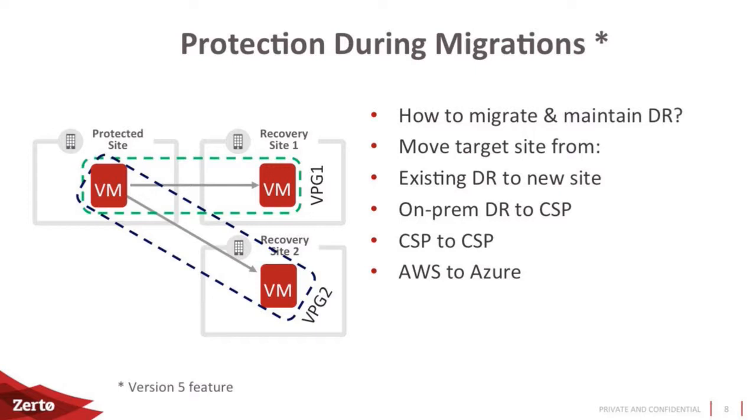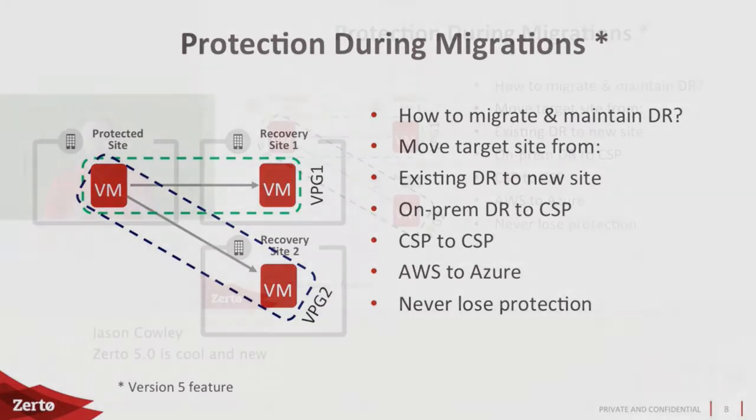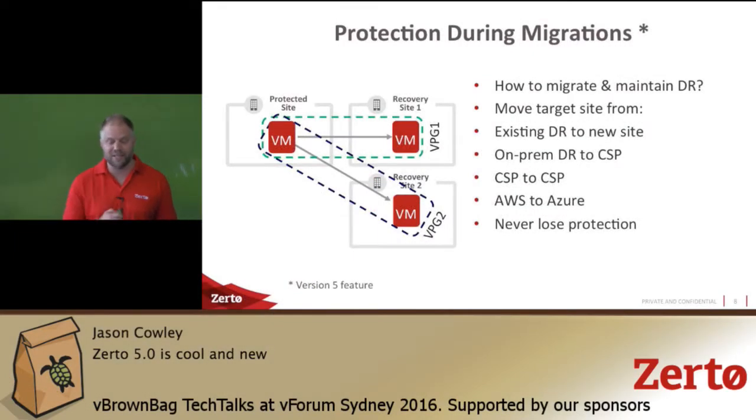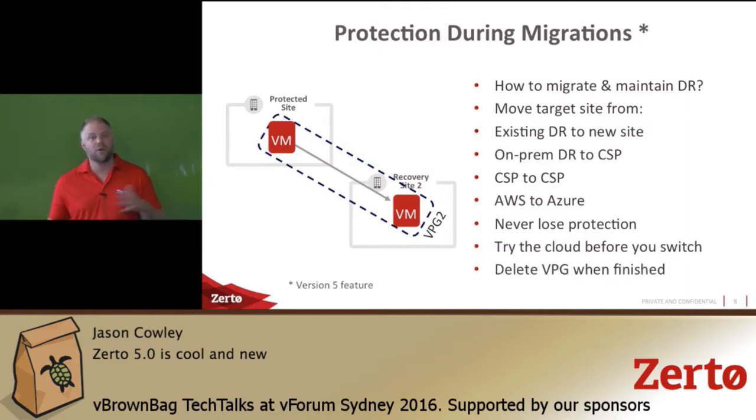So what you can do is, while we're replicating to the target, you can go ahead and replicate your workloads up to Azure or up to AWS and test and see how they're going to perform in the cloud. See if one gives you better performance than the other, maybe one's a little bit cheaper than the other. And once you've done that and you've actually decided, yes, we do want to go to Azure or we do want to go to AWS, you just delete the original VPG and you're already replicating up to the cloud. So you're protecting to the cloud.